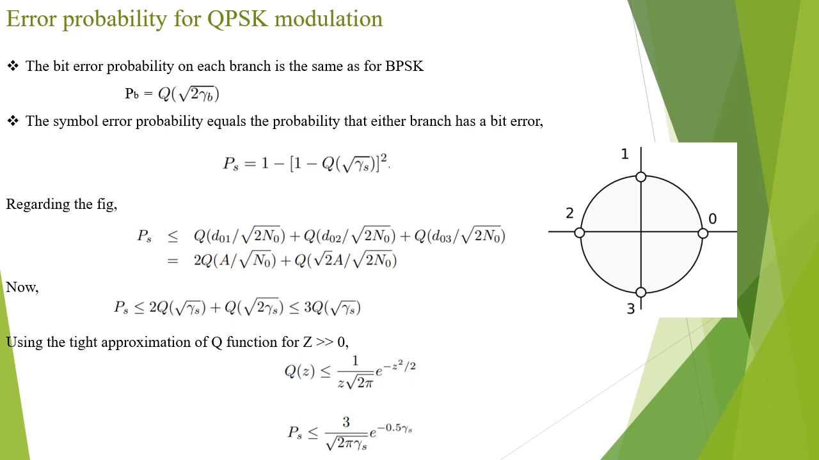Regarding the figure, the condition is that symbol 0 is sent, and the probability of error is bounded by the sum of the probabilities of 0 to 1, 0 to 2 and 0 to 3. We can write it like this. Using the approximation of the Q function, we can find the symbol error probability here.